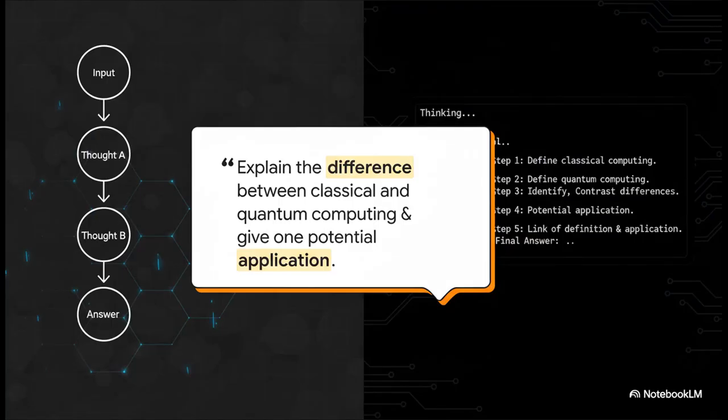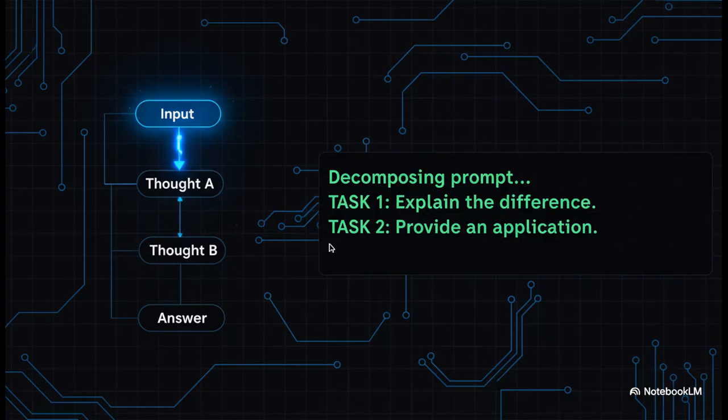Okay, so here's our user's query. Now, it looks pretty straightforward, but you gotta notice it has two distinct parts. It needs an explanation and an application, and those two pieces have to be connected in a coherent way. A standard prompt might just kind of mush those two ideas together and hope for the best. But with chain of thought, the agent's first internal step isn't to start answering. No, the first thing it does is decompose the problem. It looks at the prompt and says, okay, what are the actual subtasks here? This right here is the foundation of any good plan.